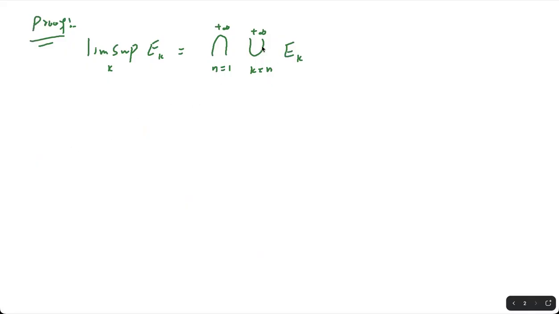Okay, so suppose that this set is Fn. So let us take that Fn is equal to the union for k is equal to n to plus infinity of Ek. So it's again a sequence of sets for n greater than or equal to 1.